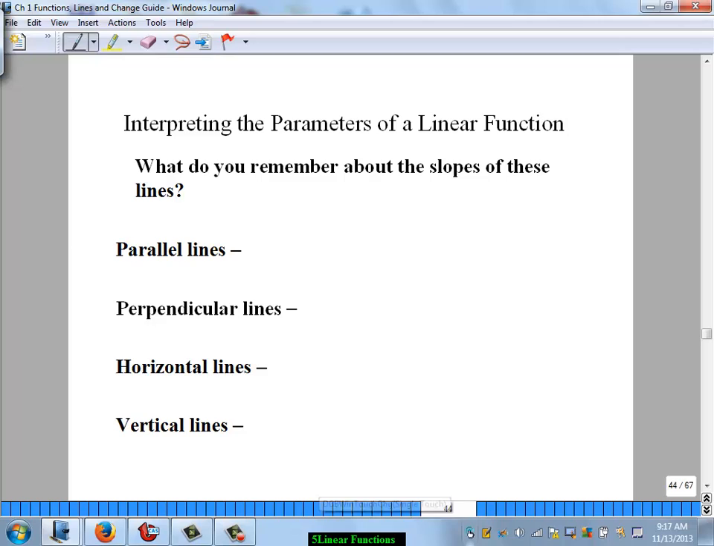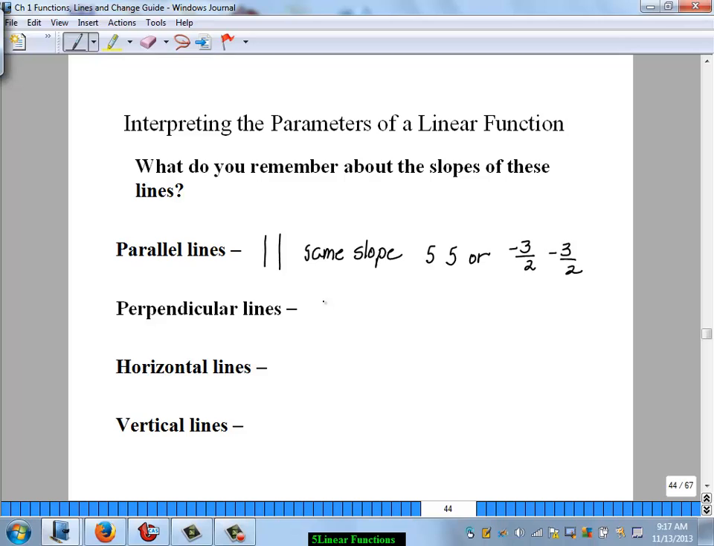Okay, well, let's talk about interpreting the parameters of linear functions. What do you remember most about the slopes of these three lines? Well, parallel lines, and in math we like to use this terminology, it looks like an 11, but that's parallel lines. Parallel lines have the same slope. They have to, or else they would cross somewhere. So, for example, you could have slopes of 5 and 5, or slopes of -3/2 and -3/2. If the slopes are exactly the same, the lines are parallel, they'll never cross.